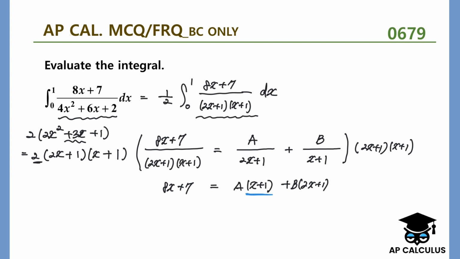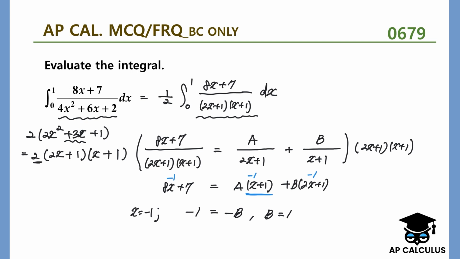Now we're going to substitute a value for x where this expression is equal to 0. So let x equal -1. Then if we substitute -1 here, that's -8 + 7, which is equal to -1. So this expression is equal to 0, and this one, -2 + 1, right? So it's -b. So b is equal to 1, right?